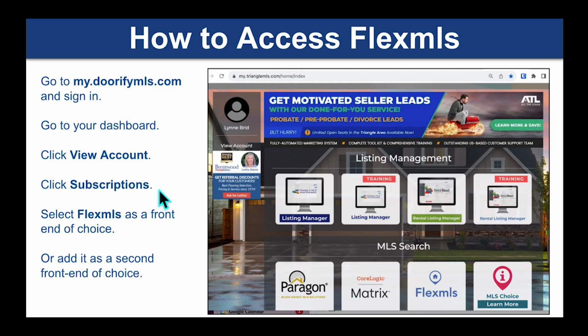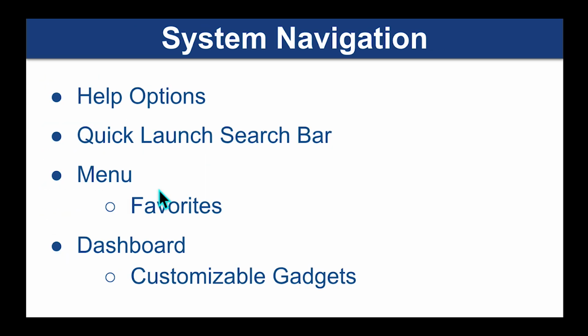All right, now, with that taken care of, I'm going to begin with the very basics, just system navigation, where things are located, what things do, and then we'll get into searching after that. I'll start working my screen top down. We'll look at help options, the quick launch search bar, menu, favorite menu items that you can mark and change, and then a little bit on the dashboard customizations. We may revisit that towards the end of class, but I want to get through this so we can get to searching.